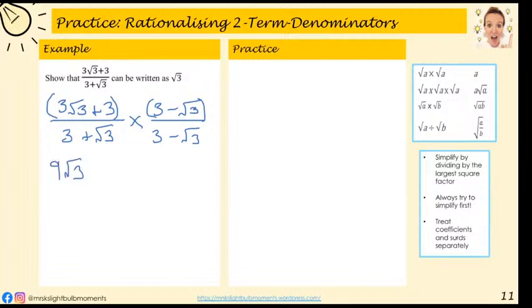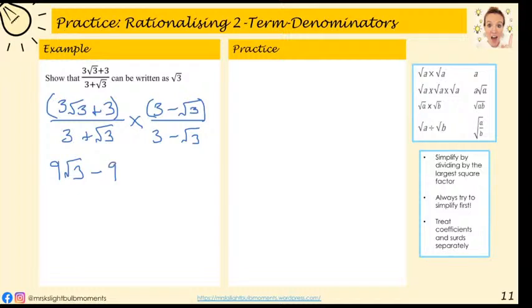Then I've got 3 root 3 times minus root 3. Now I know it's going to be a minus because we've got one minus in there. 3 root 3 times root 3. Root 3 times root 3 is 3, but I've also got another 3 in there. So it's actually 3 times 3, which is 9. That's a tricky one to explain.